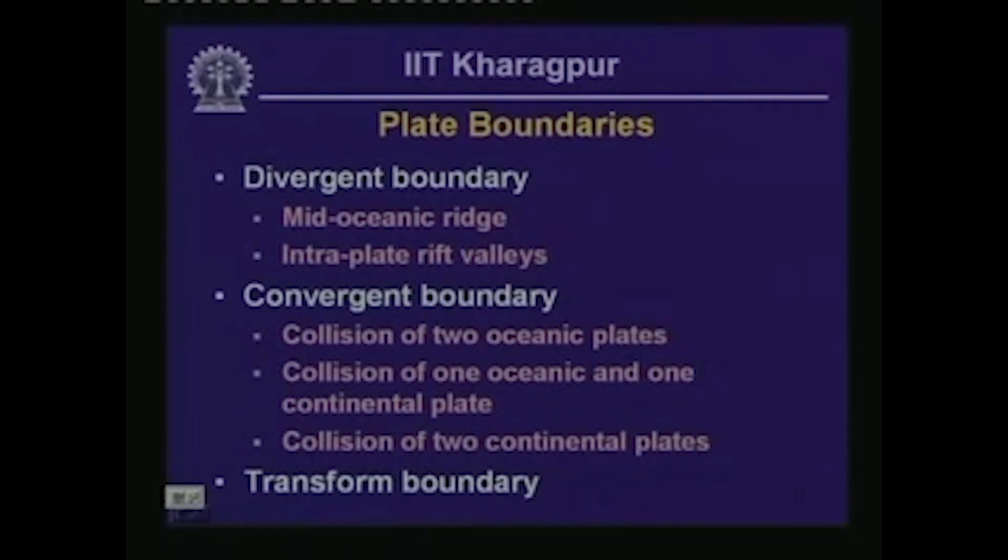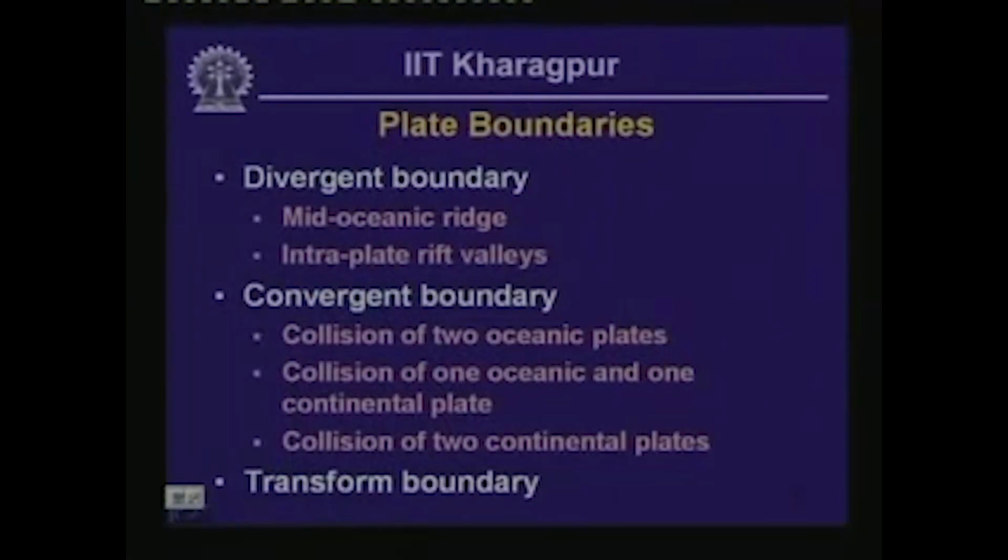Collision of two oceanic plates is found off the east coast of Japan. We will see this in the next little bit. One oceanic and one continental plate, a good example of that is the west coast of the northern part of North America, and collision of two continental plates, a good example of that is the northern boundary of the Indian plate. We are going to look at that in the next little bit.